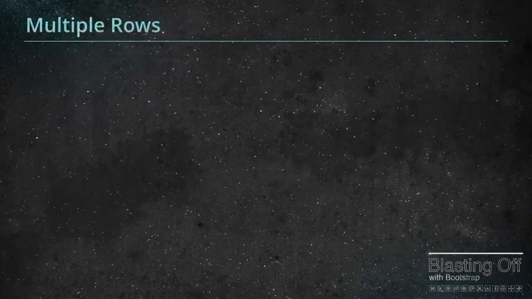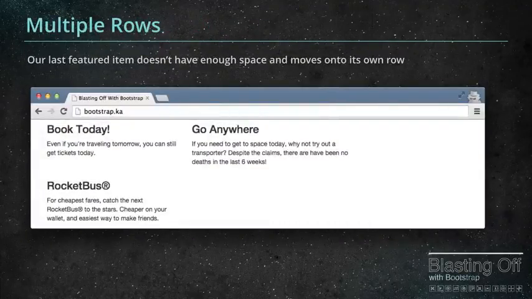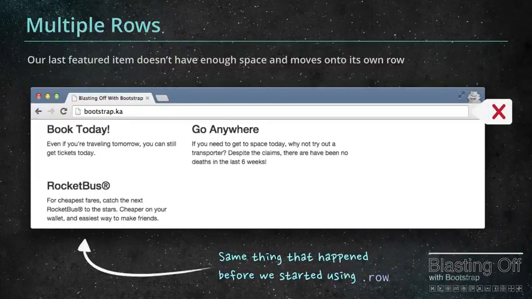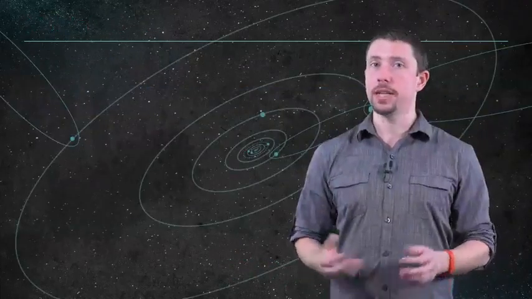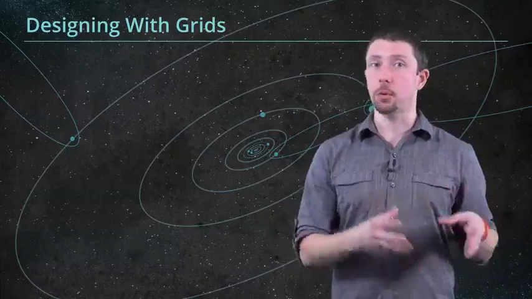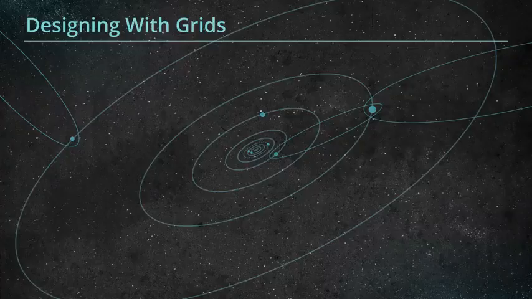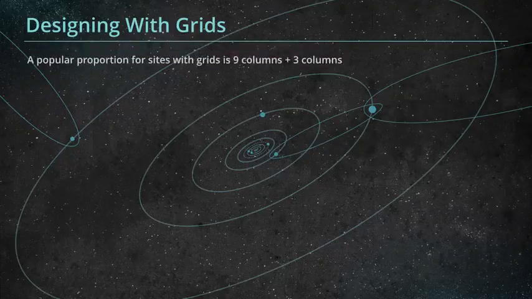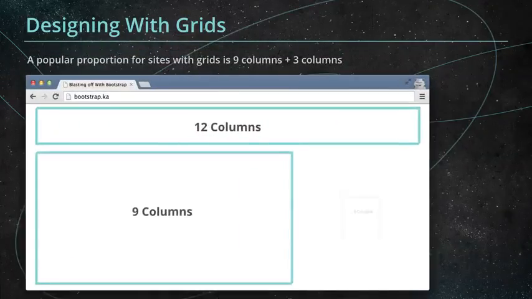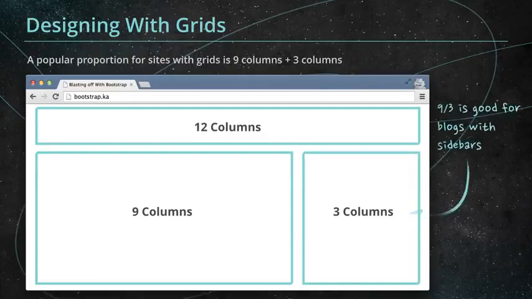If we check this out in the browser, it probably doesn't look like you'd expect. Our rocket bus element didn't have enough space on the first row, so instead it jumped down to the second one. This is very similar to how our page was structured before we started using rows. When designing with grids, we're not limited to elements that span equal number of columns like 6, 6 and 4, 4, 4. One very popular proportion for sites is 9 columns and 3 columns. So here's what that would look like. You'll see this ratio quite often for blogs that have a sidebar.